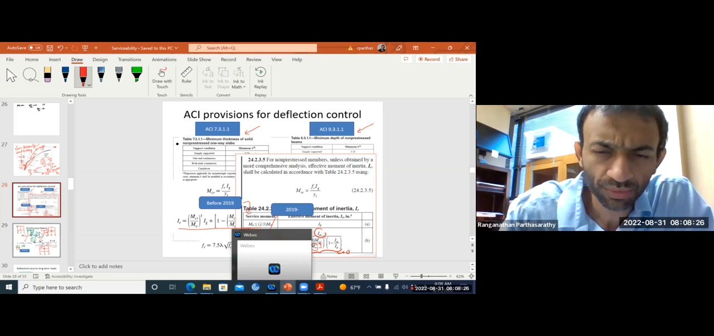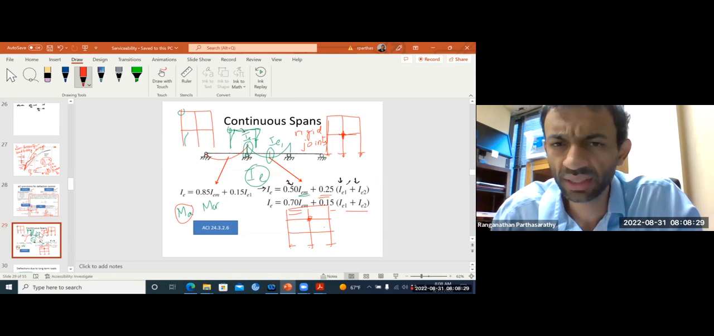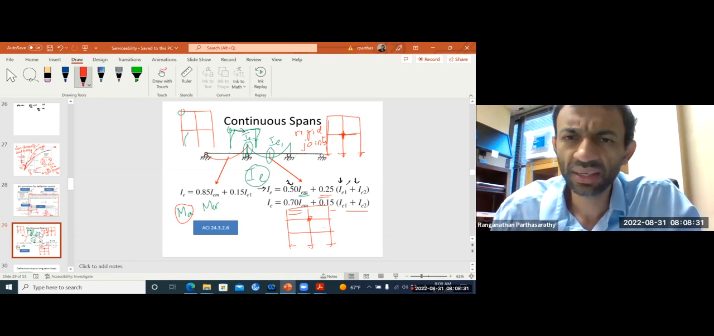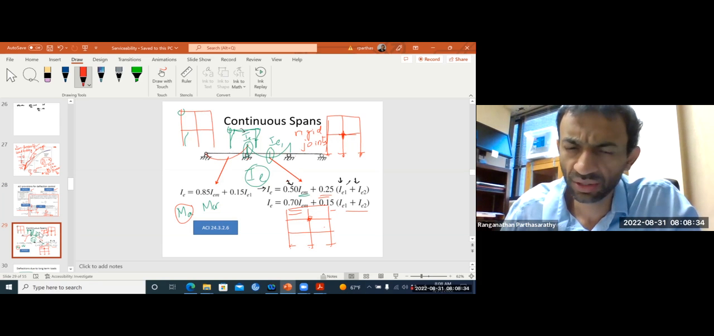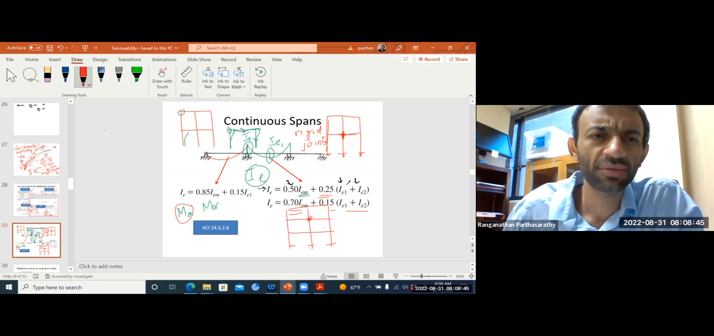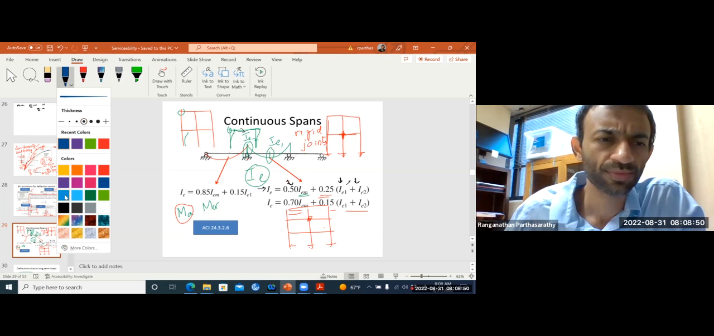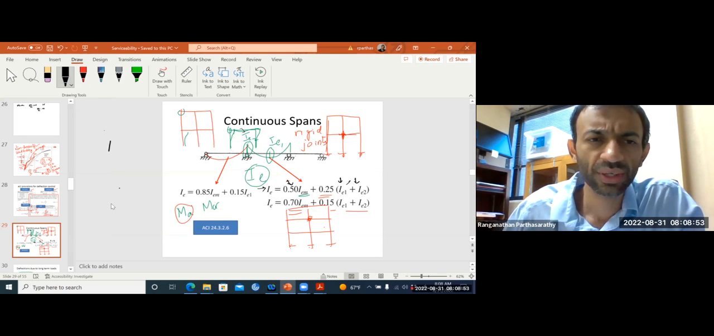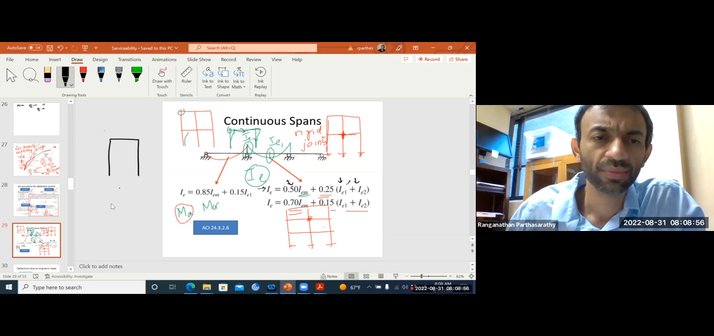Now coming to continuous spans. So what is happening in continuous spans? As you know, you have some positive moment region and some negative moment region. Let's say you consider the positive moment region, what's going to happen? Your section will have reinforcing steel at the bottom, right? That's for the positive moment region.